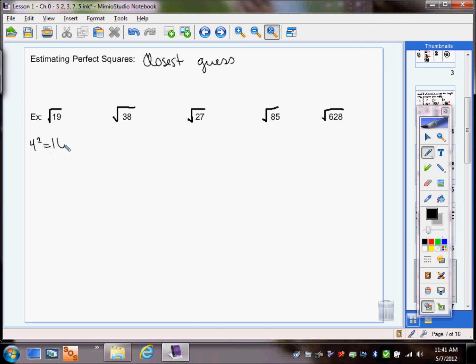How do we do that? 4 squared is 16. 5 squared is 25. Right? 19. Closer to 16 or 25? It's close to 16, right? It's 3 away from 16, but it's 6 away from 25, so it's close to 16. So I'm going to say the square root of 19, and you use this squiggly equal sign. That means it's about or approximately. So it's about 4.